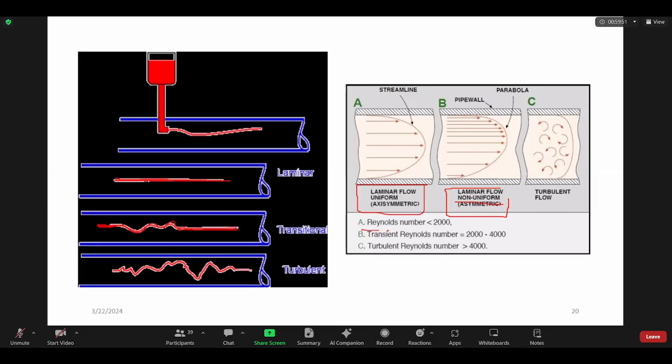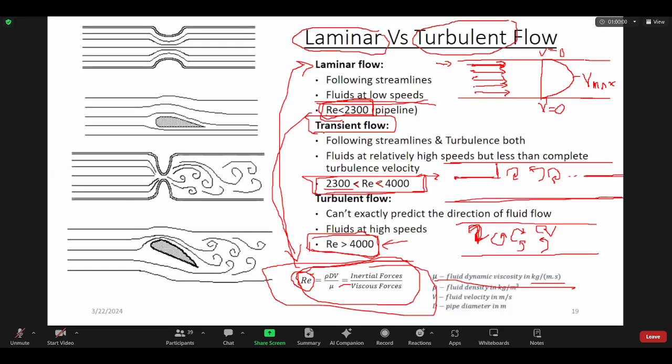I have given this one: the laminar Reynolds number, transient Reynolds number, and turbulent Reynolds number. You can use these.